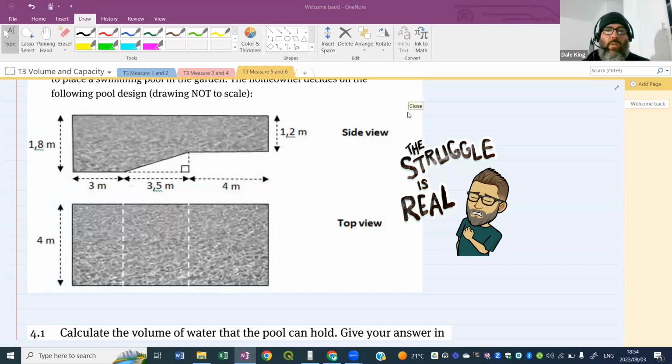10,5 times 1,8 times 1,2. 10,5 times 1,8. So that'll get you close. Sure, that'll get you close. If it was a rectangular prism, it would be easy. Just length times breadth times height. But it's not a rectangular prism.